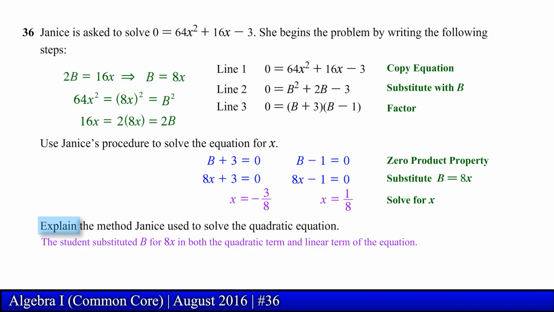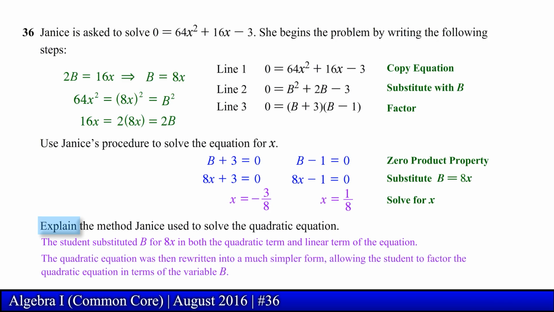By carrying out these substitutions, the quadratic equation is rewritten into a much simpler form, allowing the student to factor the quadratic equation in terms of the variable b. Once factored, the student then solved for x by substituting back the value of b with 8x, which can then be solved to obtain the solutions to the quadratic equation. So this is our final answer.